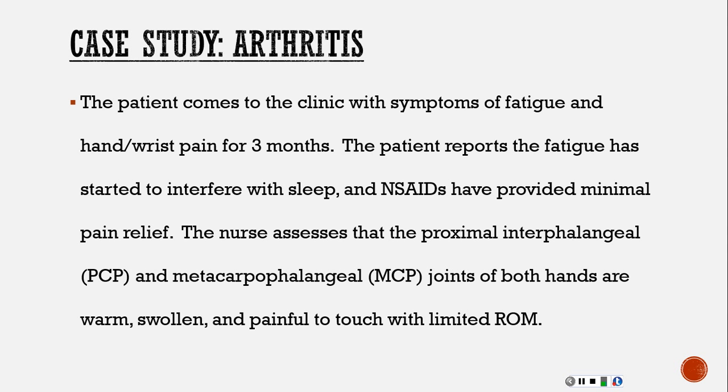All right. So, what interventions would you suggest as a nurse, okay, that might help with this fatigue? Might help manage the patient's fatigue. Okay. Warm, moist heat in the morning. What else?